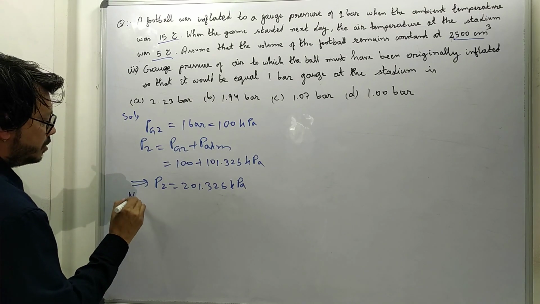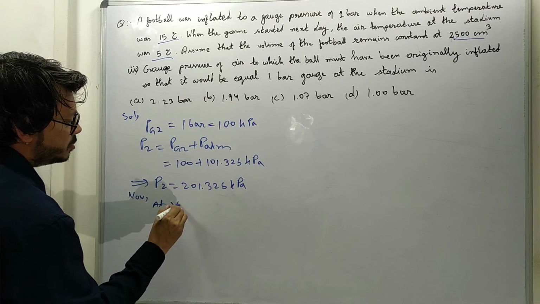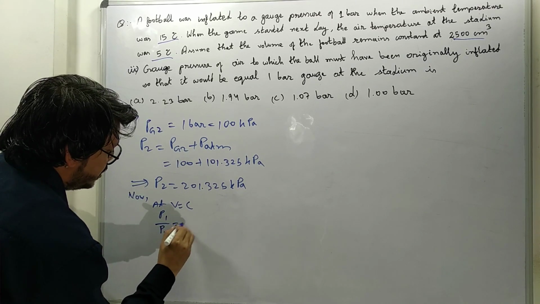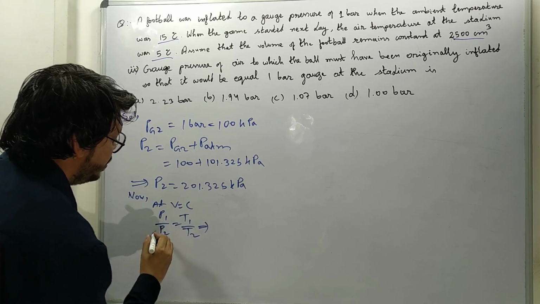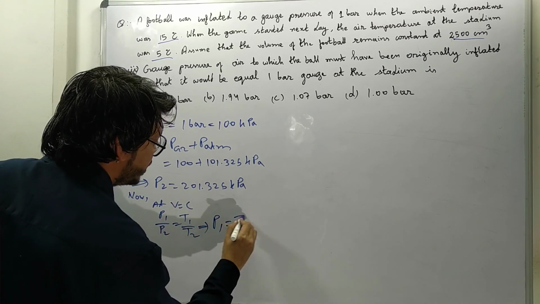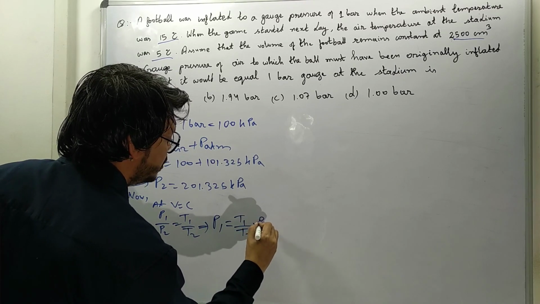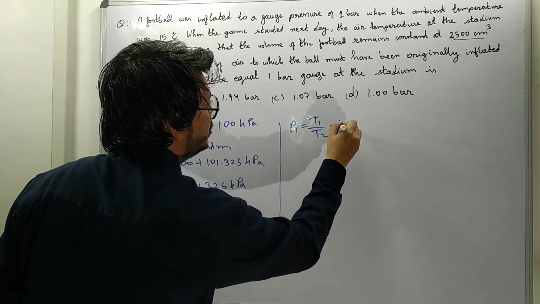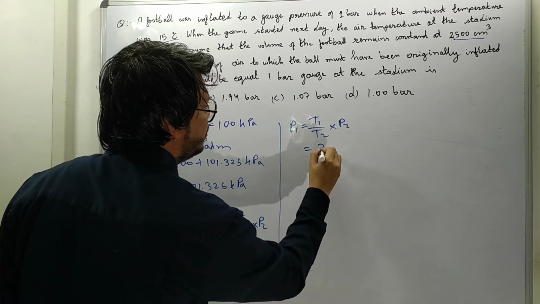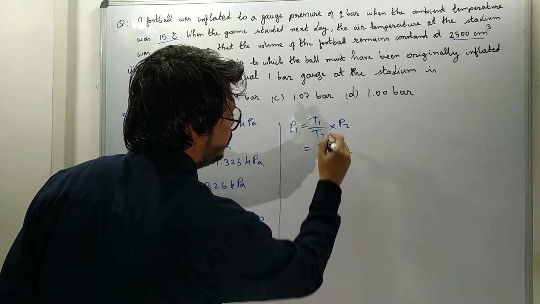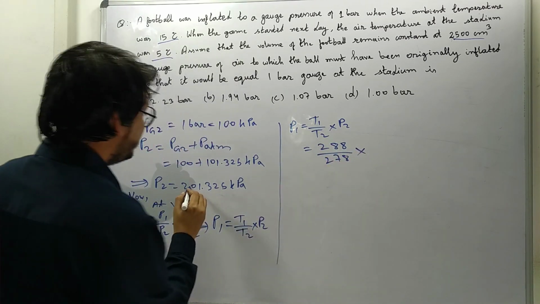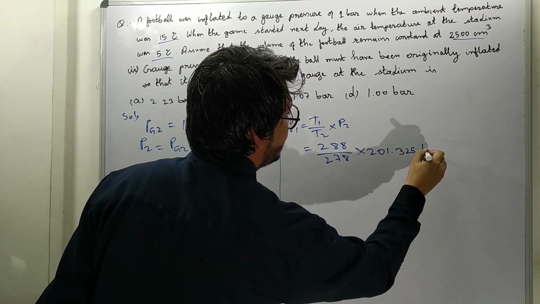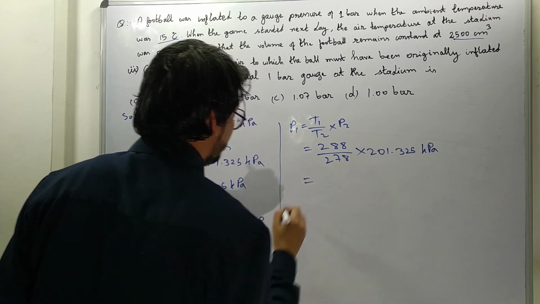Now at V equals constant, we have P1 by P2 is equal to T1 by T2. This implies the value of P1 is equal to T1 by T2 into P2. T1 we have 288, T2 we have 278, into P2 we have 201.325 kilopascal. So on solving we get the value of P1 as 208.56 kilopascal.